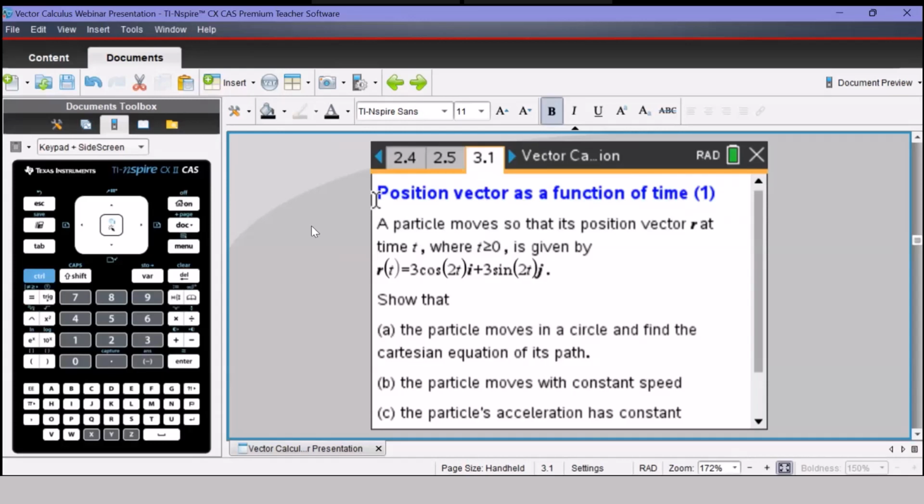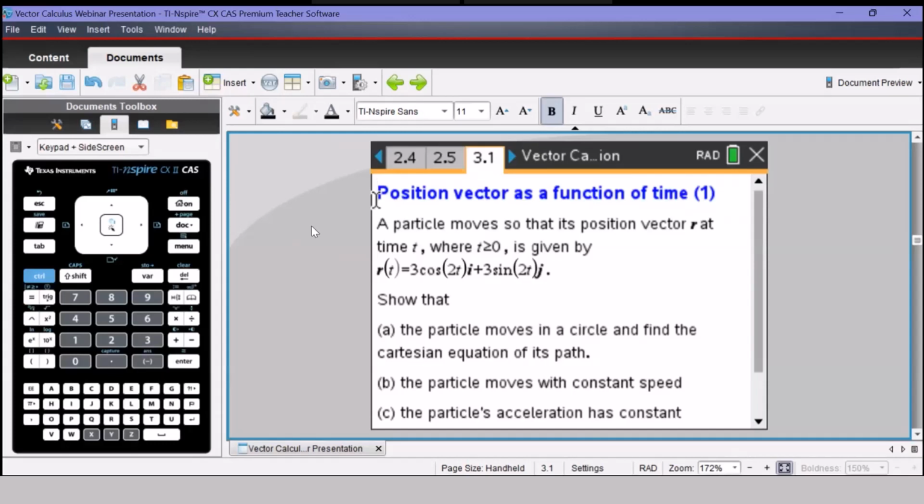And what you want to do with students is get them to think about what path that particle might trace out or move along. If you become familiar with all the different forms, students should be able to anticipate that this particle is going to move in a circle.